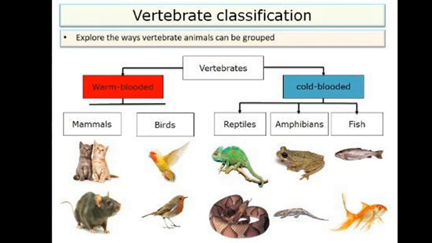So there are 5 groups. Vertebrates are 5 groups. Let's start off with the fish. Examples of fish: herring, perch, also sharks. Their body is covered with scales. They move by fins, which helps for their balance in water.